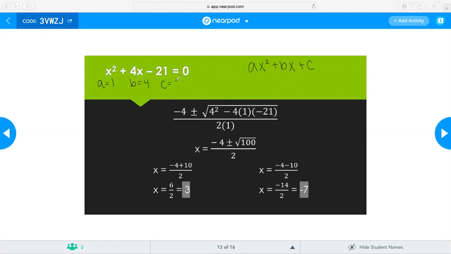Okay, I really need you to really think about this. What is the C? Positive or negative? Negative 21. Okay. In order to do the quadratic formula, you need to know what your A, B, and C are. If you don't, then you won't know what to put in the quadratic formula.